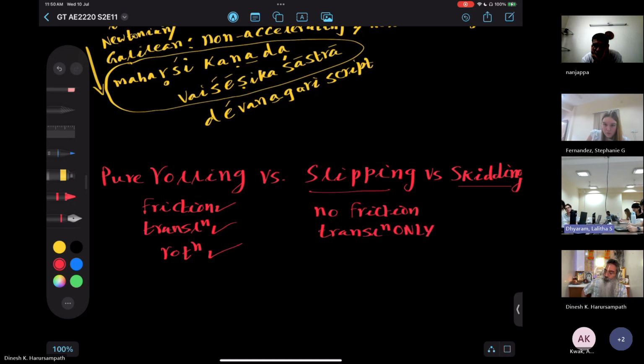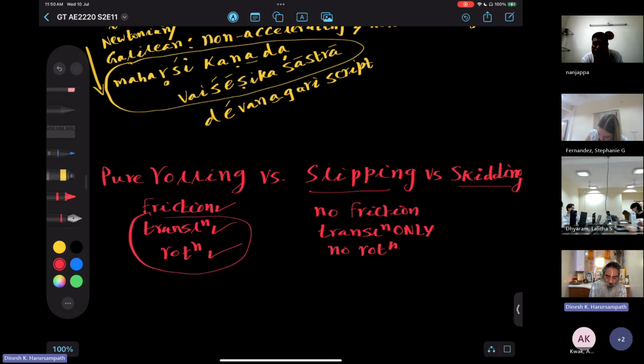And I'm guessing skidding is a mix of both, possibly. What's that again, please? I said, this is just a guess. I said skidding may be a mix of both. Which is already here, right? So translation and rotation are there both. How do you distinguish pure rolling from skidding?